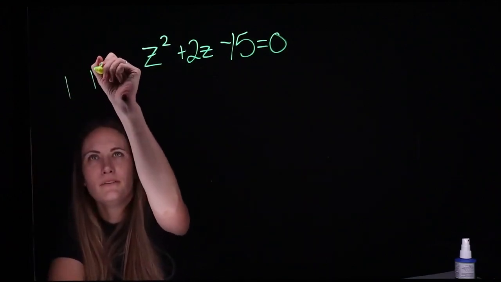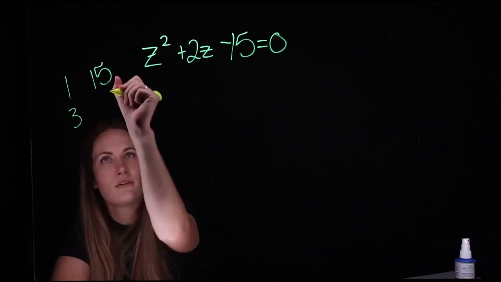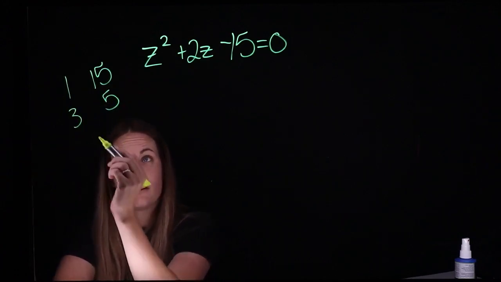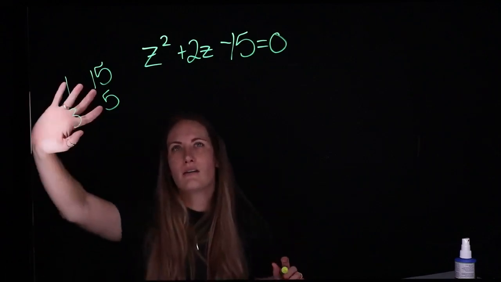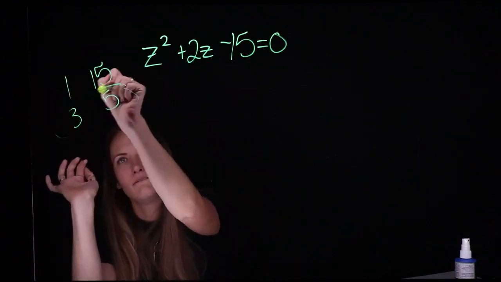We have 1 and 15. 2 does not go into 15 evenly. 3 goes into 15 5 times. 4 does not go into 15. And 5 goes into 15 3 times. So out of these two, which ones subtract to get 2? 3 and 5.